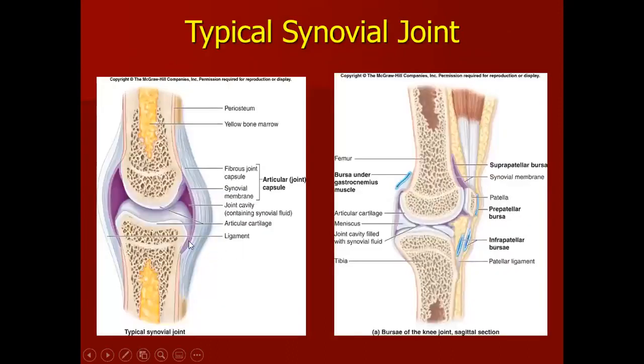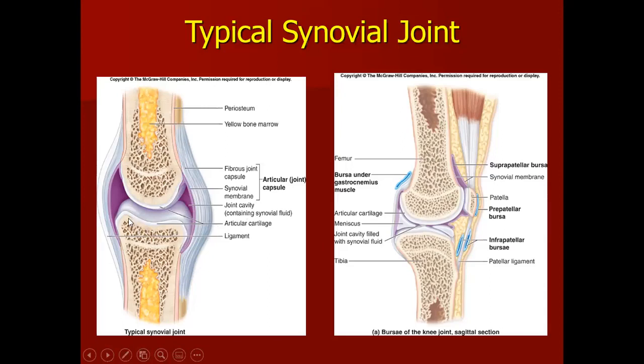Here's what it looks like. Your articular capsule here, which one am I looking at? Both things. So you have a couple of layers here. You have a fibrous joint capsule and a synovial membrane that encapsulates the whole fluid-filled area. What is this? That's the patellar ligament. That's just ligament. This is a joint cavity. Then you have the joint cavity that's full of synovial fluid.